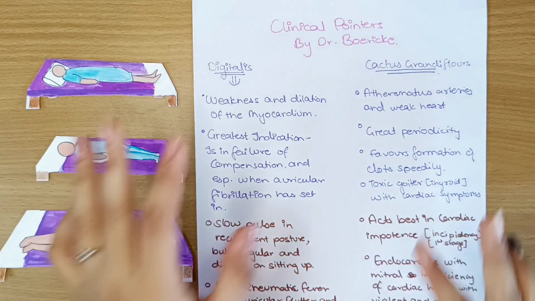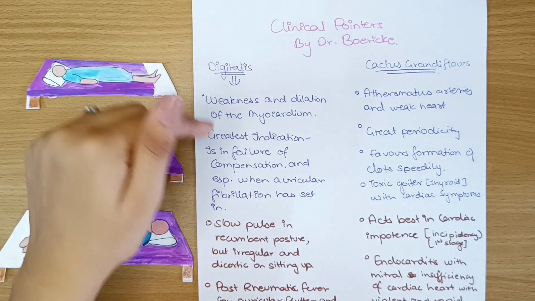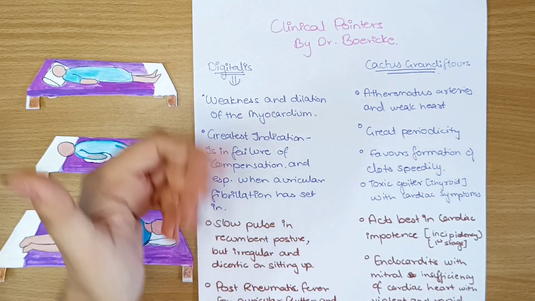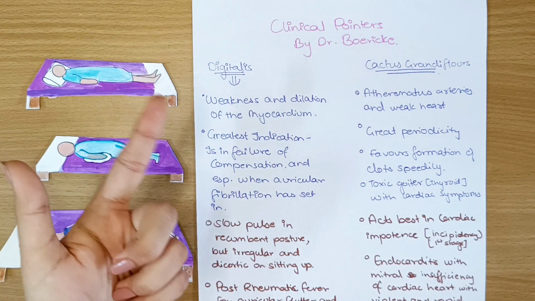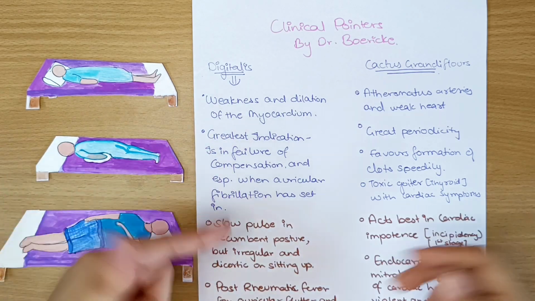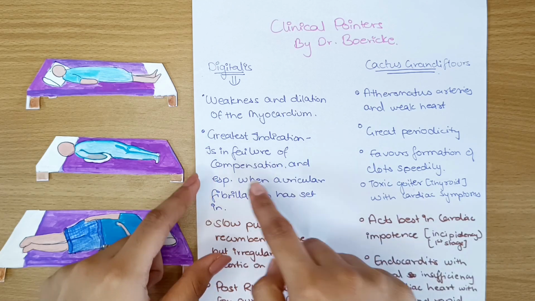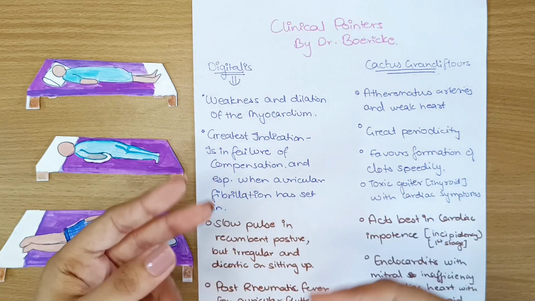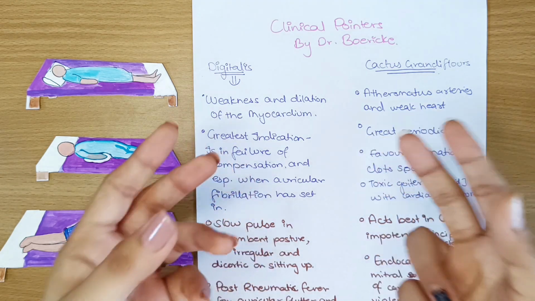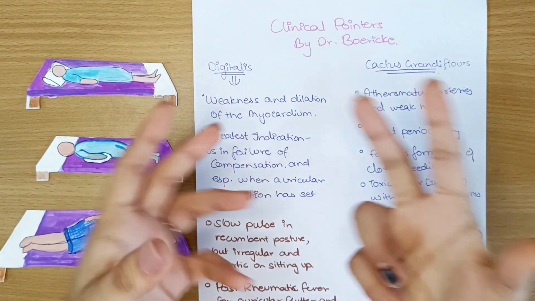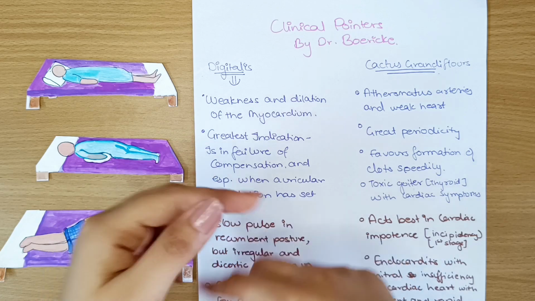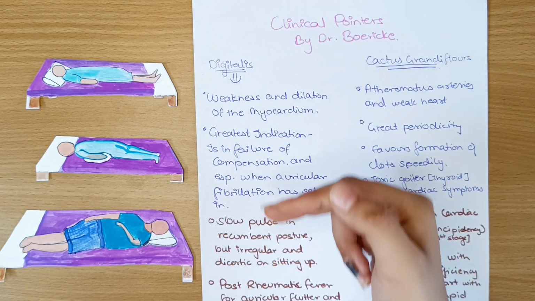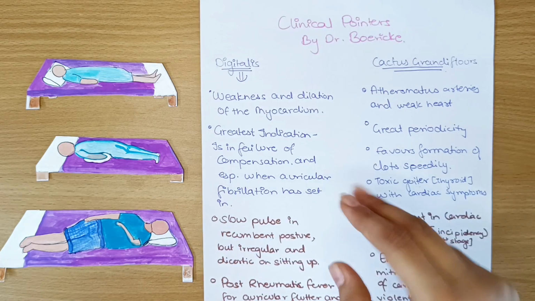Clinical pointers by Dr. Boric are from the Digitalis and Cactus. So in Digitalis, we see that it acts on the myocardium when there is dilation of the myocardium and weakness, so we can use it then. It is also useful when the heart is not able to compensate. So there is failure of compensation, and especially when auricular fibrillation has set in. Auricular fibrillation is this rapid, irregular, unsynchronized contraction of the muscle fibers, and because of this there is failure in compensation. So it can be used when there is this problem in the heart.